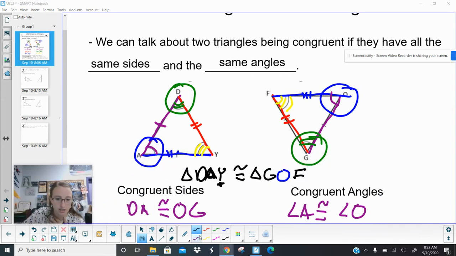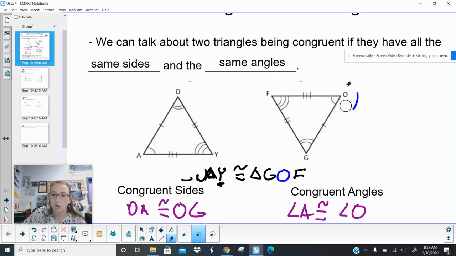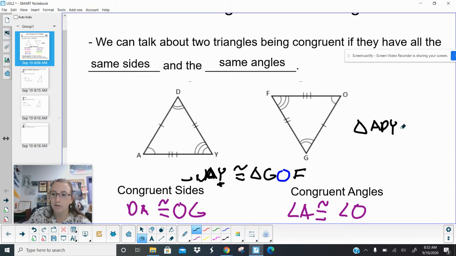So I'm going to change the name for triangle DAY. I'm going to erase all of this to make it a little bit easier to see. So let's call triangle DAY something different because we can. We have that choice. Let's call it triangle ADY. Now that we have moved the letters around, our second triangle name has to change as well. Whatever is congruent to A goes first, whatever is congruent to D goes second, whatever is congruent to Y goes third. So go ahead and take a second, write out the order for these letters over here.